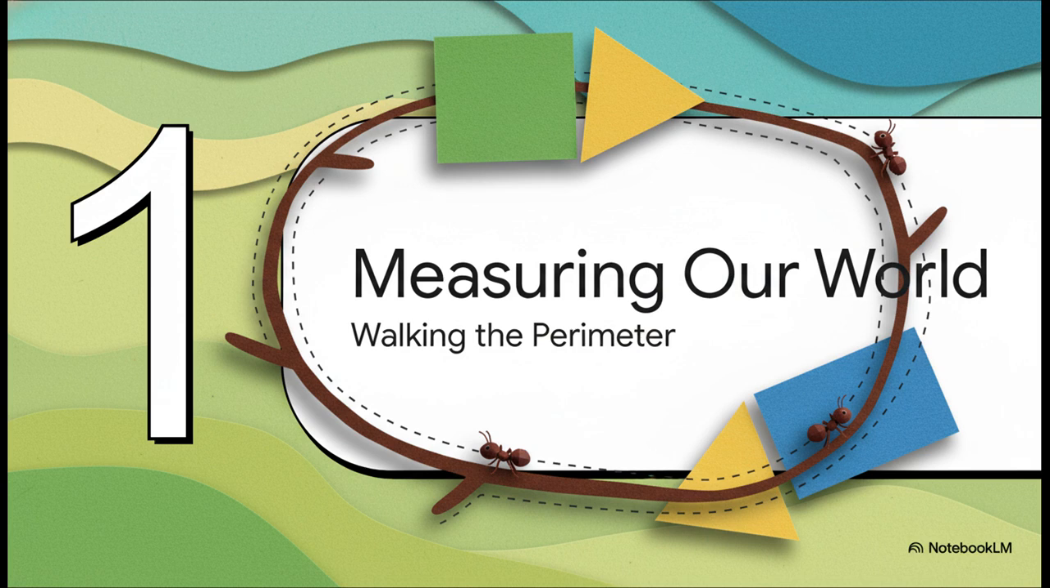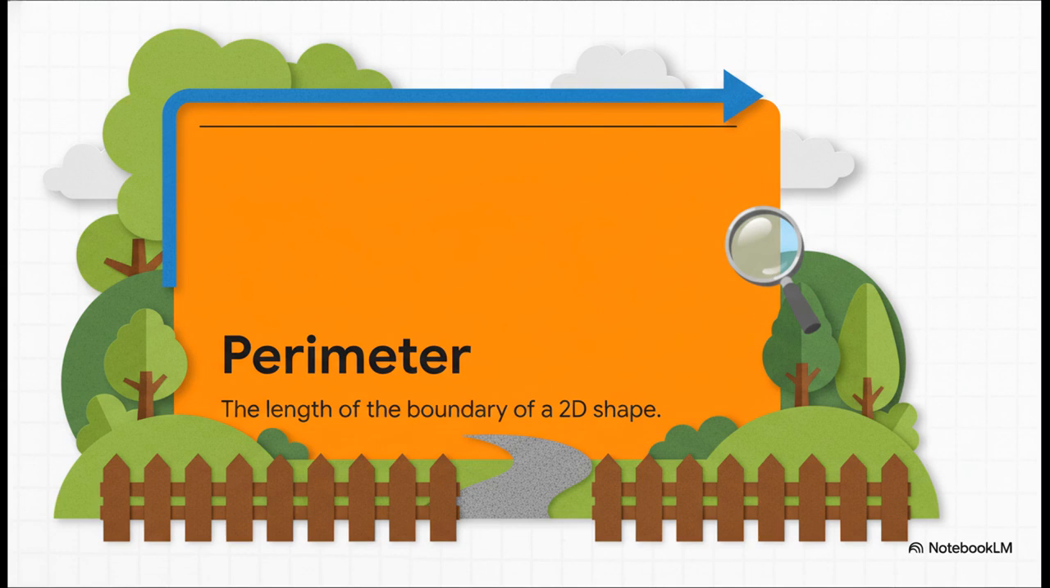To get this, I want you to imagine you're a teeny tiny ant, and you're going to walk all the way around the very edge of a shape. The total distance you walk, that, my friends, is the perimeter. Okay, so here's the official sounding definition. Perimeter is the length of the boundary of a 2D shape. Now, that word boundary might sound a little fancy, but really it's just the outside edge. Think about it like a fence going all the way around a yard. The perimeter is just the total length of that entire fence.